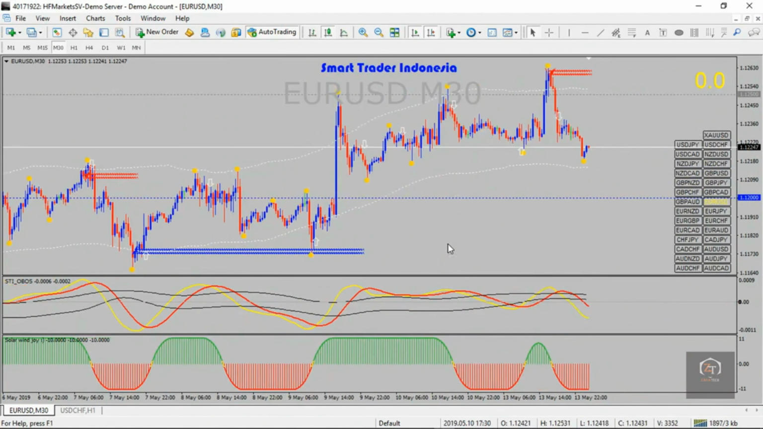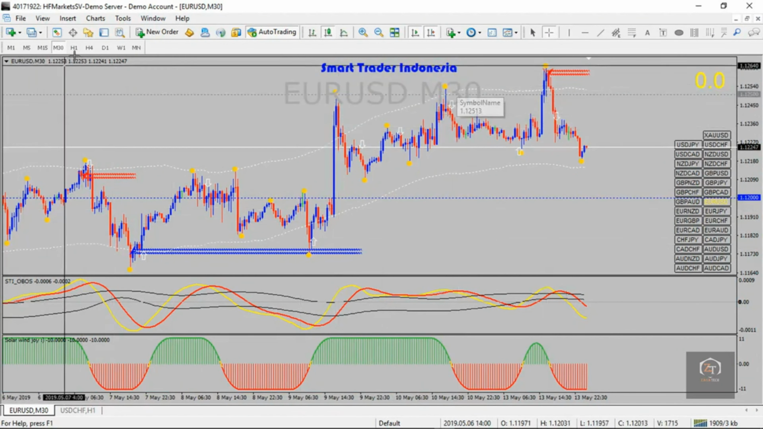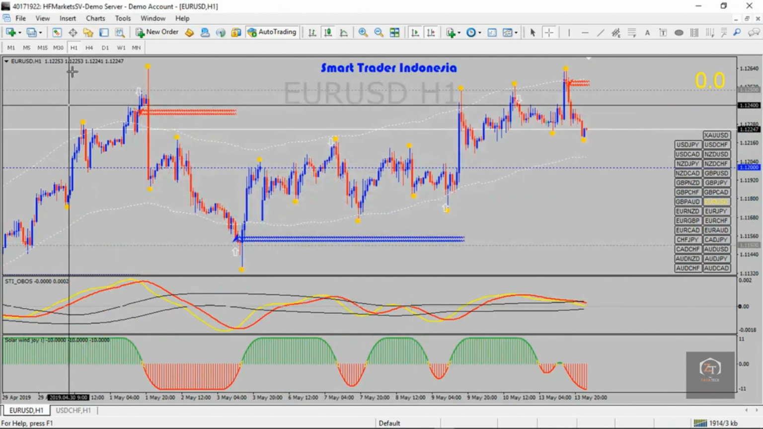Now, how do you enter a trade? How do you exit a trade with this indicator? First of all, watch this. I'm using the EUR/USD pair on the 30 minute time frame. Let me switch to the 1 hour time frame. Okay, I'm using it on the 1 hour time frame now.